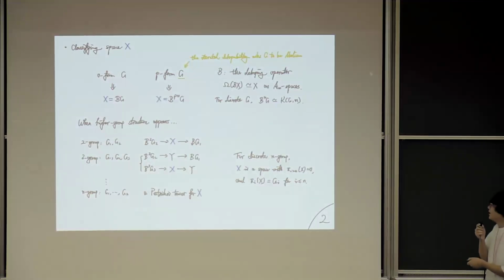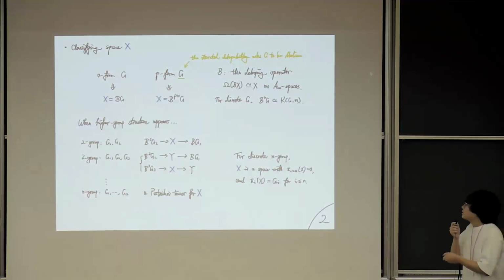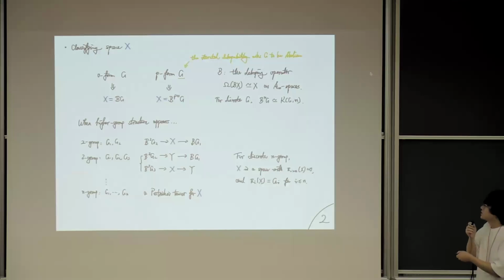So in the two group case, we should consider this kind of fibration, and the classifying space X will sit in between. So it's a sort of twisted product. If we have three groups, then the structure is much more complicated. We have two layers of such fibration. In general, for N groups, we will have a tower of such fibrations. It's usually called a Postnikov tower.